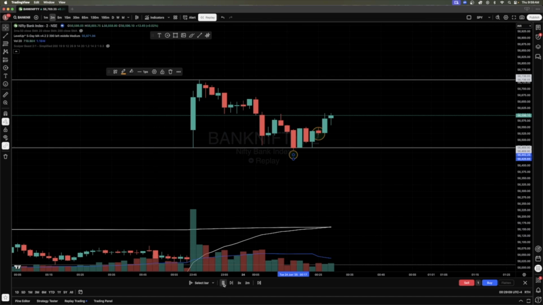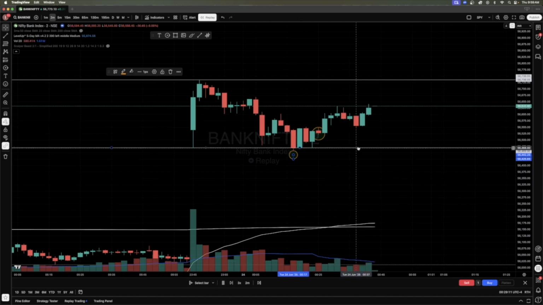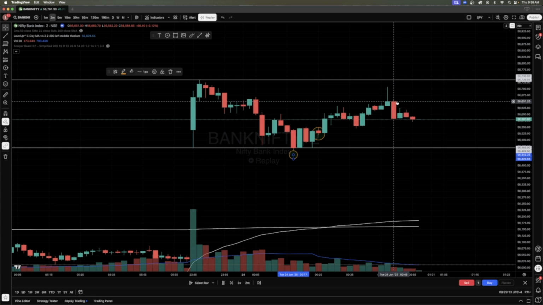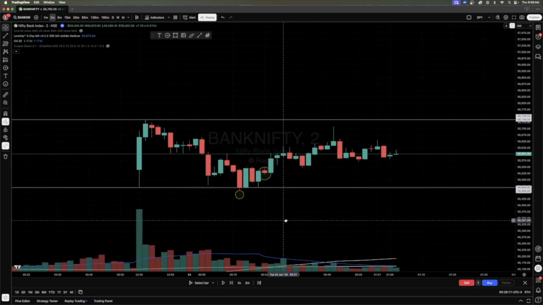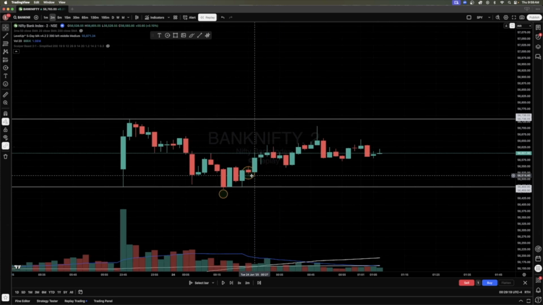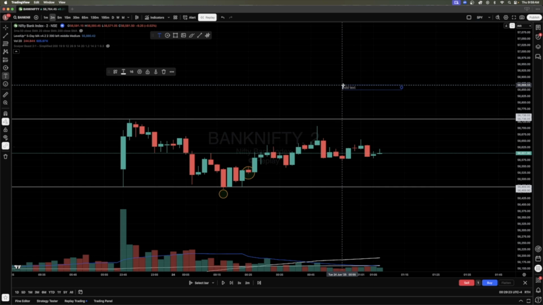Now you can see what happened later. The price tagged the ORB lows and continued to keep pushing further. Now the next question becomes where to exit, where to take profits. This is where your initial risk comes into play. Remember when I said don't risk more than 2%? Let's say in this scenario the 2% of your account is $200.